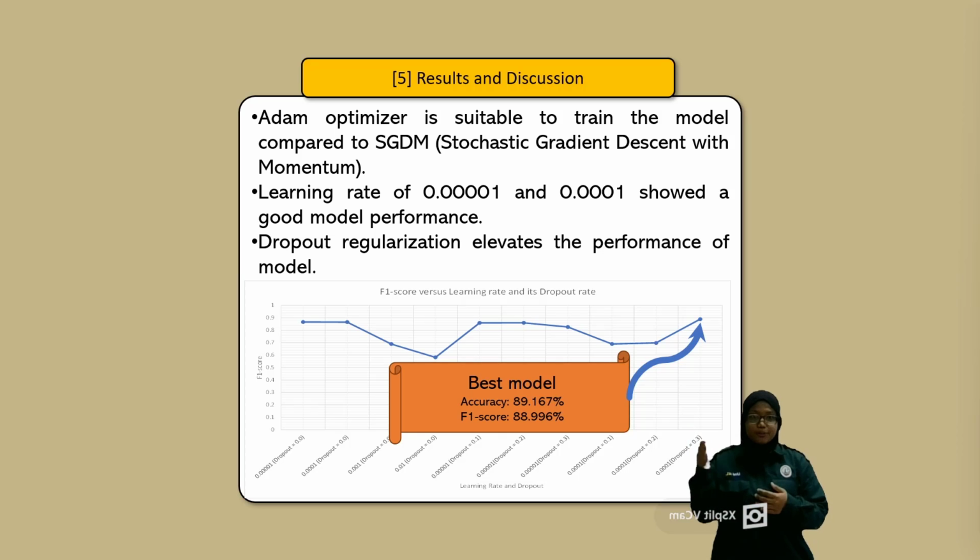Based on the graph shown, the final model is the one using the ADAM optimizer with a learning rate of 0.0001 and dropout rate of 0.3. It is the best model. The accuracy and the F1 score are shown in this.